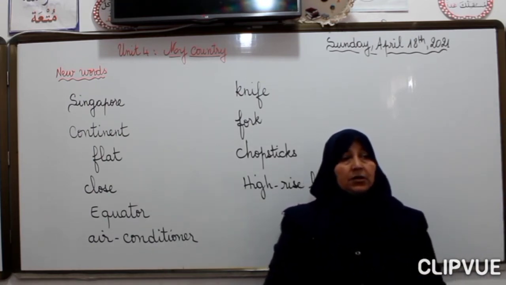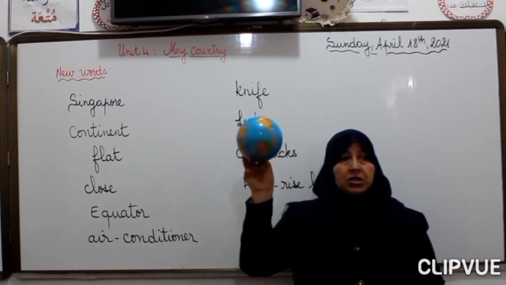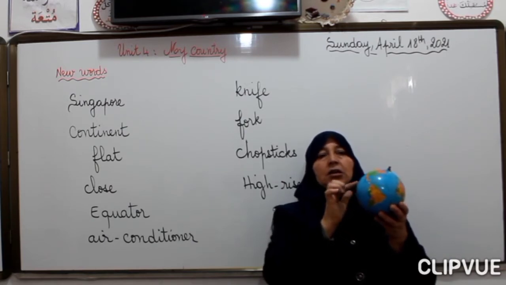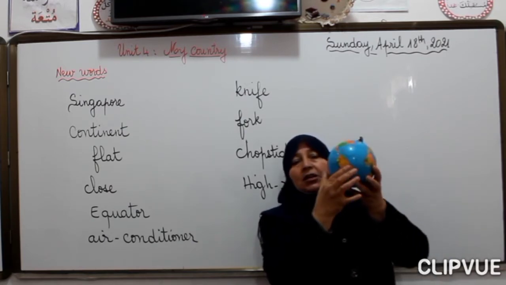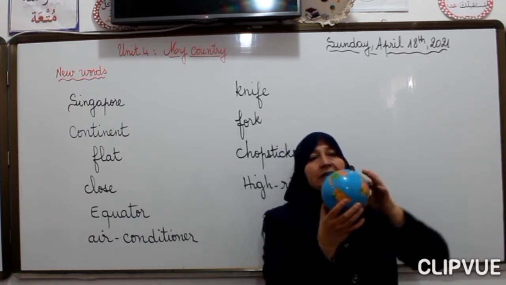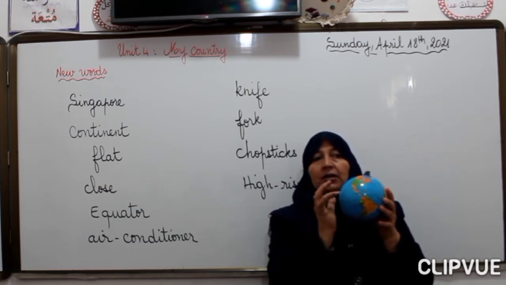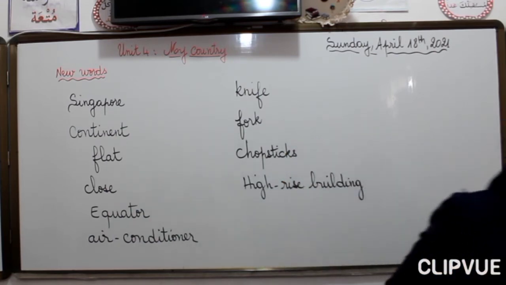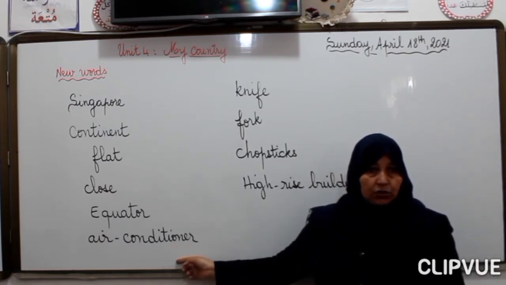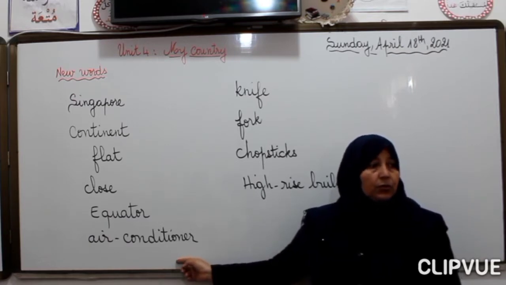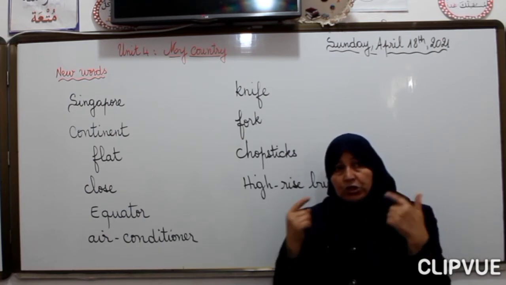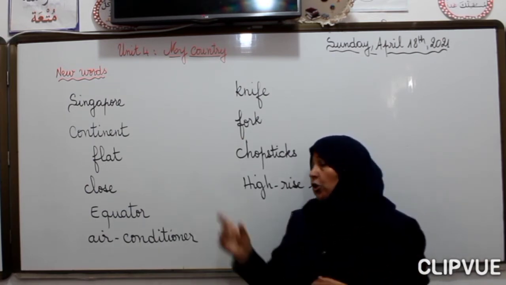What is it? Okay. See the earth? There is a special line around the earth. What is it? Equator. Air conditioner. Not in Arabic. Try to explain in English. If we can't explain in English, we say it in Arabic.